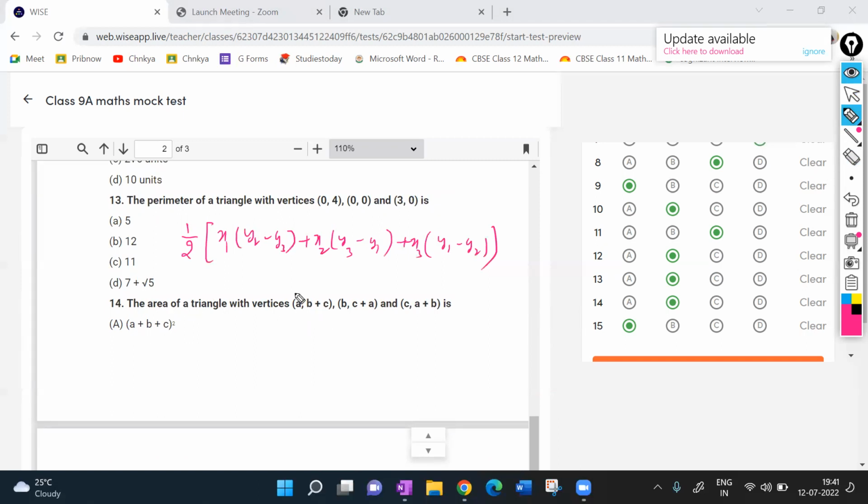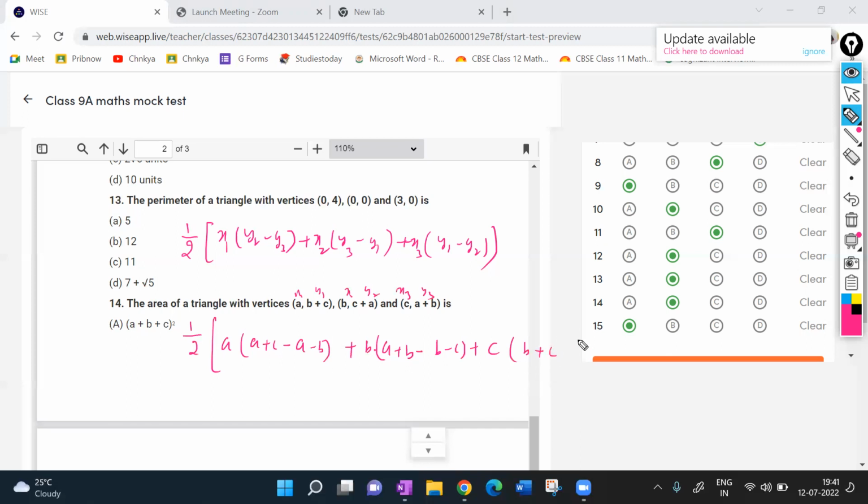Same thing, look at it. This is my x1, this is my y1, this is my x2, this is y2, x3, y3. Apply the formula here. What is x1 here? A. What is y2? B plus C minus A. What is y3? A plus B minus C. X2 is B, into y3 is A plus B minus C, plus y1 is B plus C minus A, x3 is C, y1 is B plus C minus A.